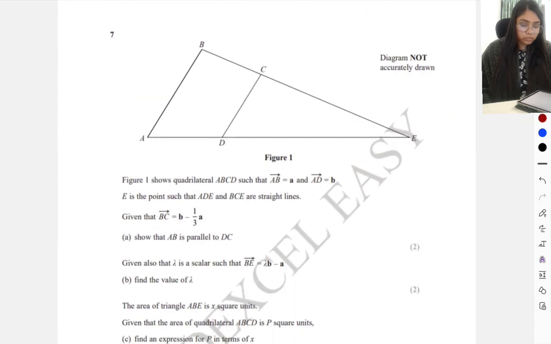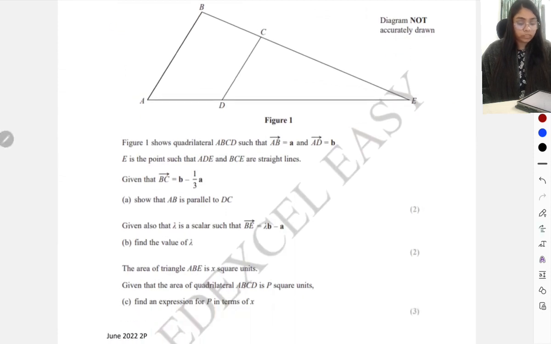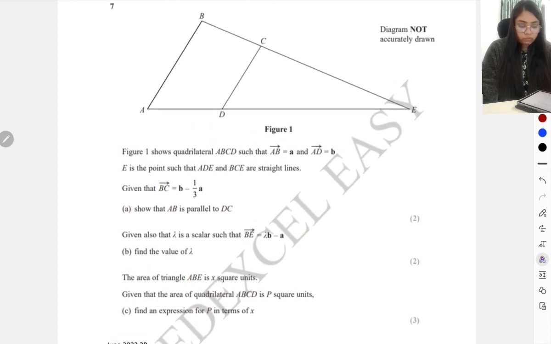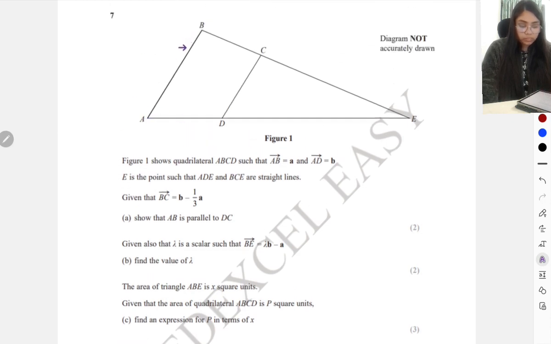Okay, question 7, again, you have a big triangle over here. It states figure 1, and this is from June 2022, paper 2. It says that figure 1 shows a quadrilateral ABCD such that AB is A and AD is B. Okay, so this is A and AD is B over here. And it also says that E is the point such that ADE and BCE are straight lines.